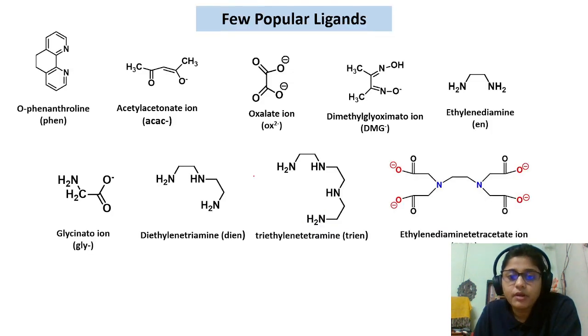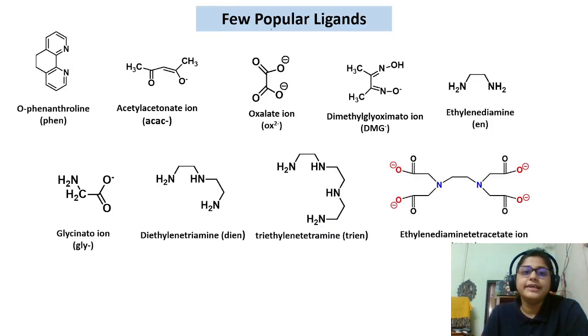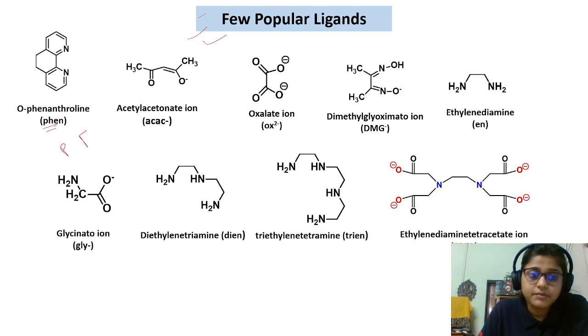Now, I have shown the structures of a few popular ligands because it will be helpful, since in the questions the structure of the ligand will not be given. These kinds of things are there: Fe, PHEN, and so on. So you have to have an idea about the structure and the donor sites, how many donor sites are there.